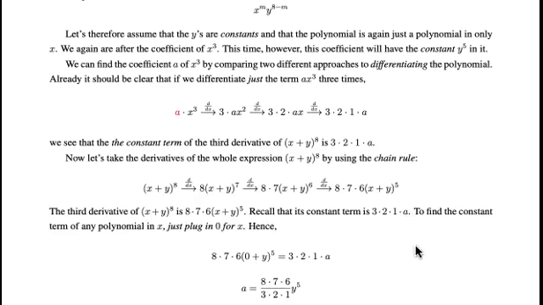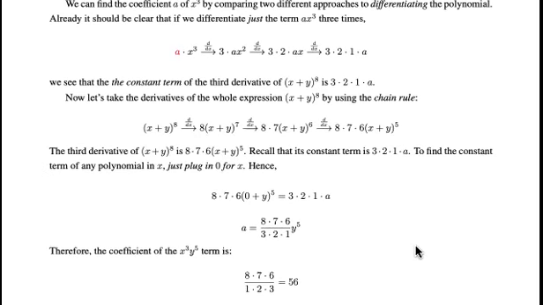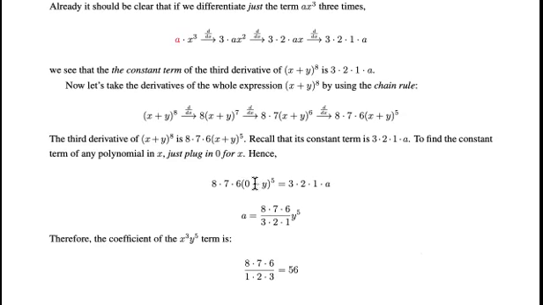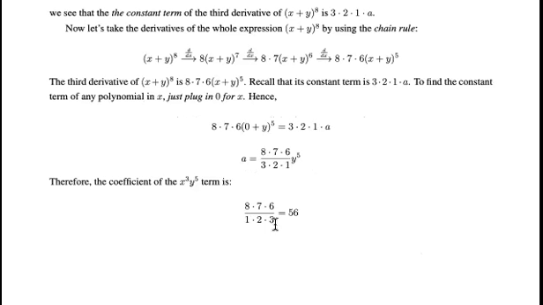To find a constant, you just plug in 0 for x. Let's see how that works. Plug in 0 for x. Oh my goodness, we get that times y to the fifth is equal to, so you just divide. Oh my goodness, this is what you get. You get 8 times 7 times 6 over 3 times 2 times 1, which we'll label as 1 times 2 times 3, and 8, 7, 6 in this way. This is what you'd call a binomial coefficient, meaning 8 choose 3.